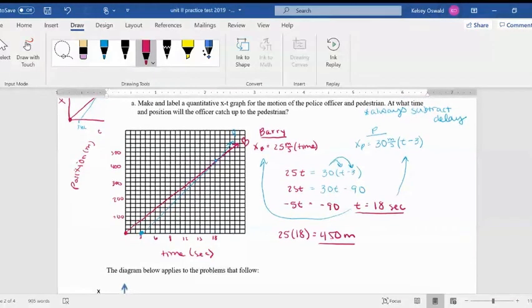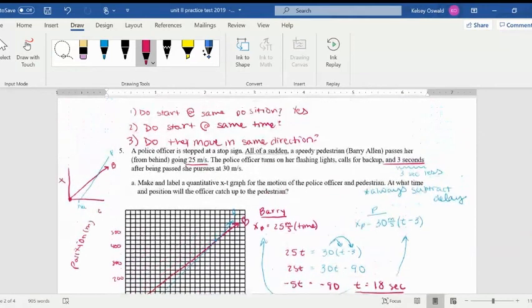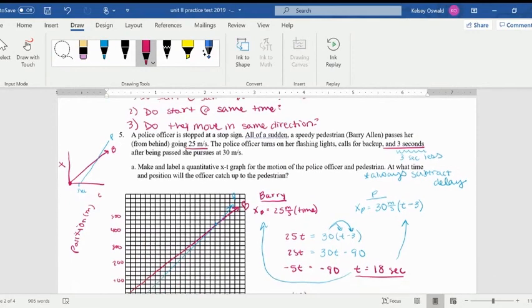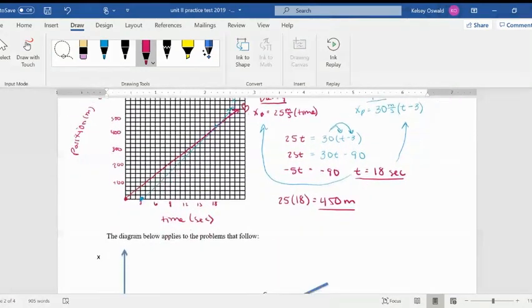Perfect. Okay, so just try to remember when you're doing those two body problems, ask yourselves these 3 questions when doing your sketch and setting up those equations, and then wait to do that labeled quantitative graph until the end, because then we'll know where they meet.